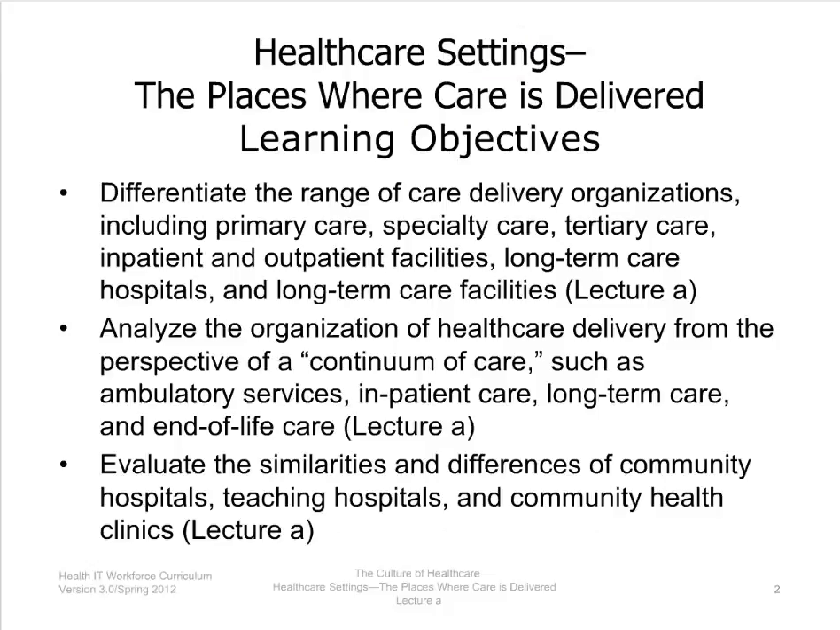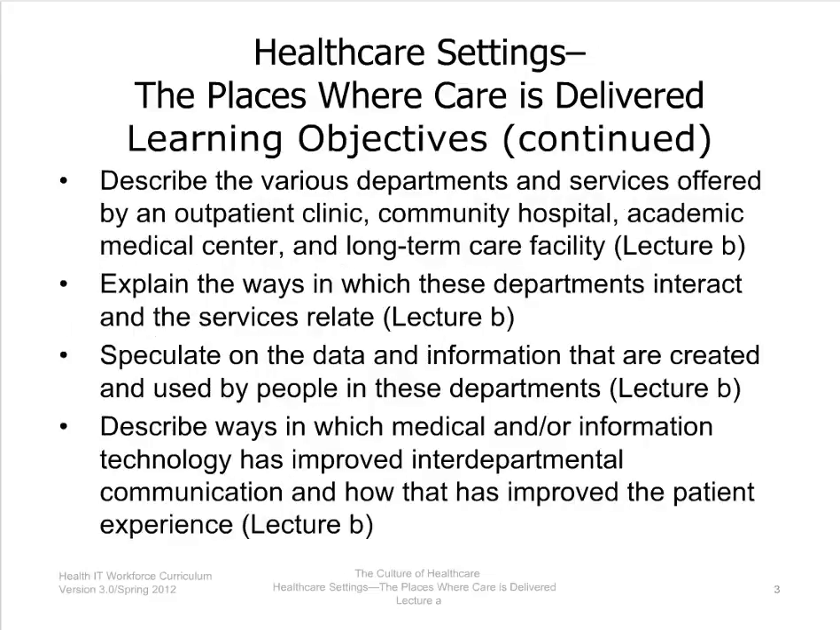The objectives for this unit, Healthcare Settings, the Places Where Care is Delivered, are to differentiate the range of care delivery organizations, including primary care, specialty care, tertiary care, inpatient and outpatient facilities, long-term care hospitals, and long-term care facilities. Analyze the organization of healthcare delivery from the perspective of a continuum of care, such as ambulatory services, inpatient care, long-term care, and end-of-life care. Evaluate the similarities and differences of community hospitals, teaching hospitals, and community health clinics.